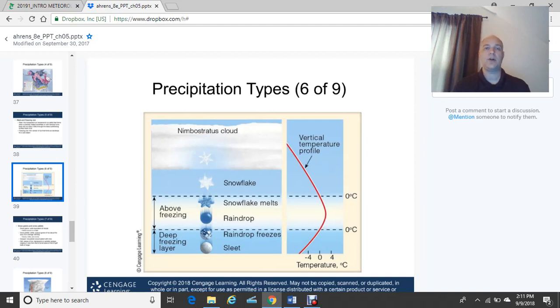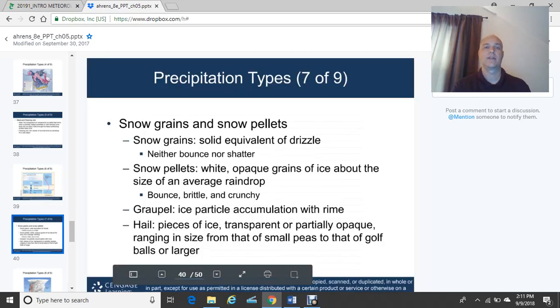So there's an example of a temperature profile in the vertical, and it's very important, especially in winter precipitation events, determining how the temperature changes with altitude as far as what precipitation an area is going to get.